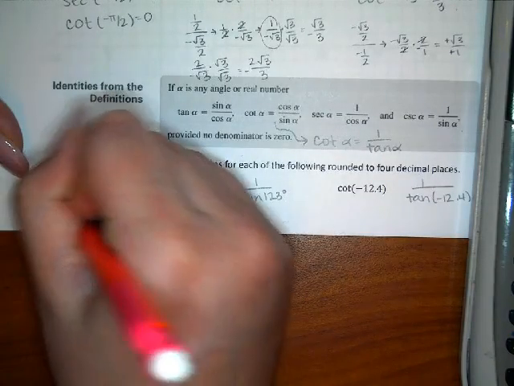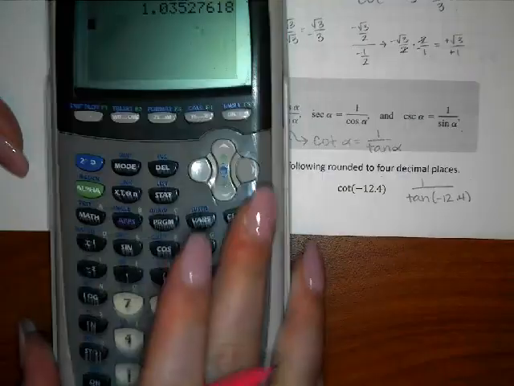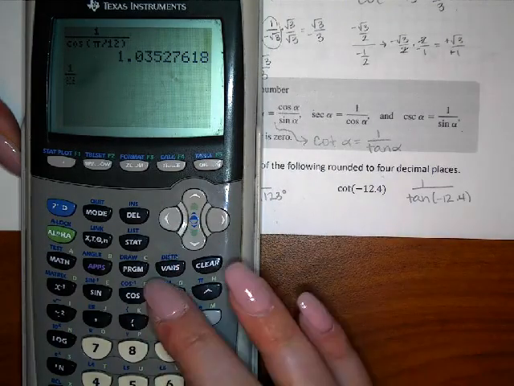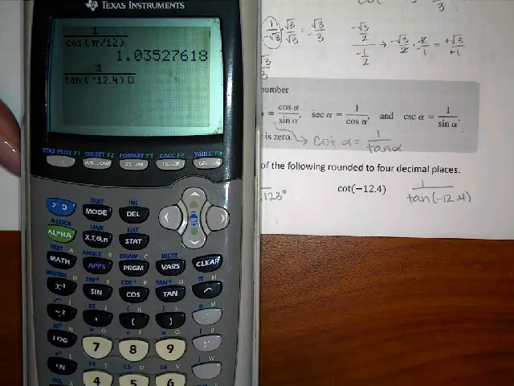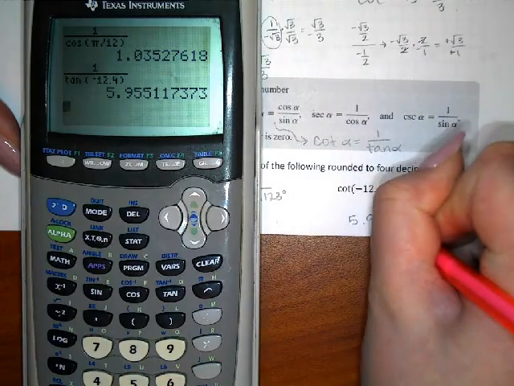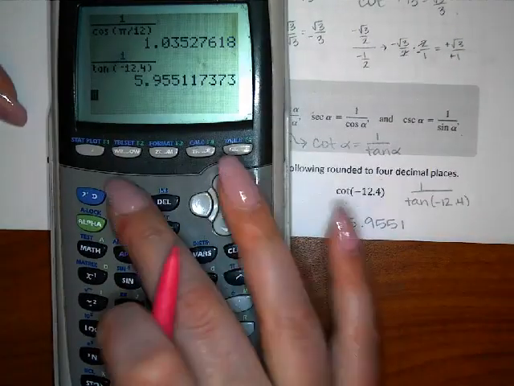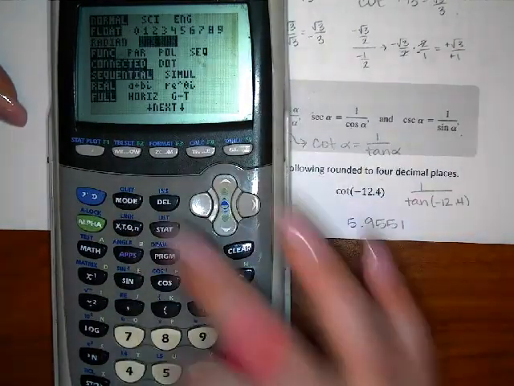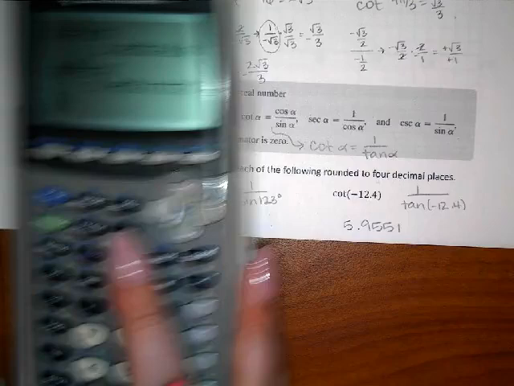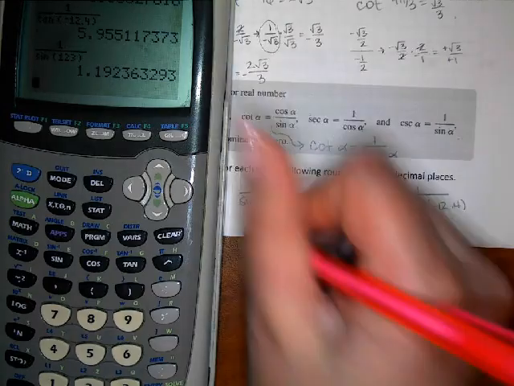Okay, I'm going to skip this one and do the one on the end. 1 over tan negative 12.4, 5.9551. Okay, and then for the one in the middle, I'm going to switch to degrees. 1 over sine 123 is 1.1924.